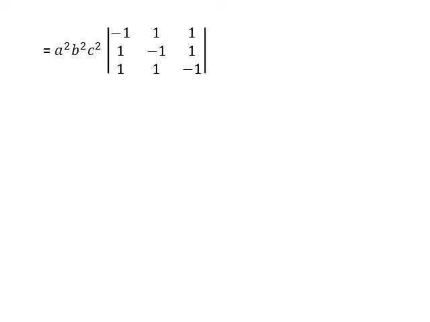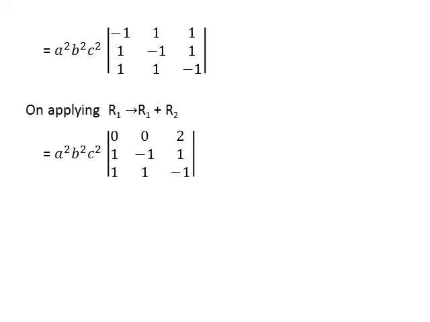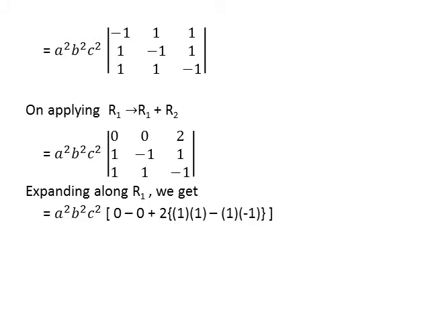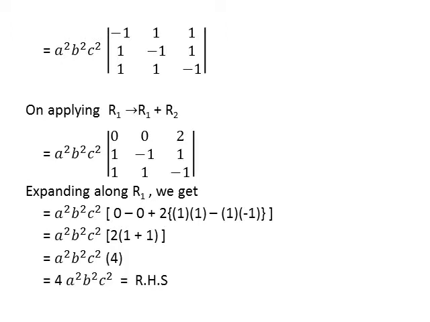In next step, applying the operation R1 is to R1 plus R2, we get a square, b square, c square multiplied with the determinant in which two elements of first row becomes 0. Now, in next step, to find determinant, we expand it along R1 as shown here. After simplification, we get a square, b square, c square multiply with 4. So determinant is equal to 4a square, b square, c square.